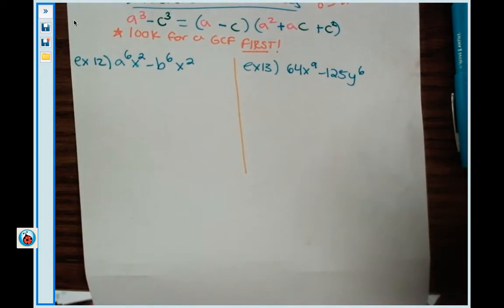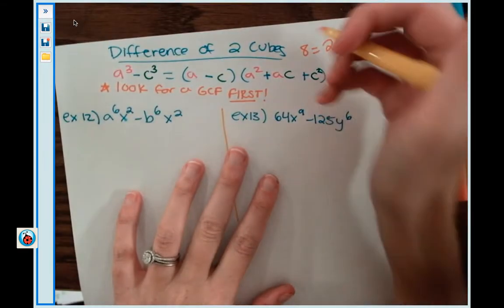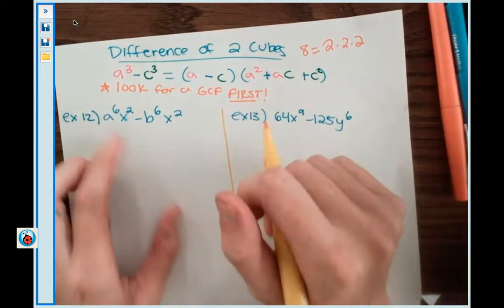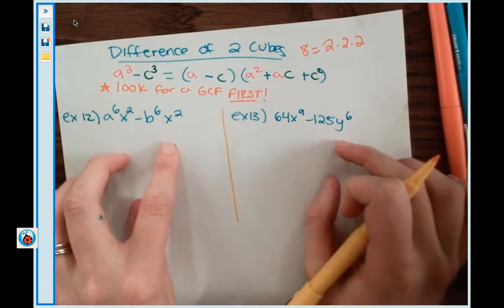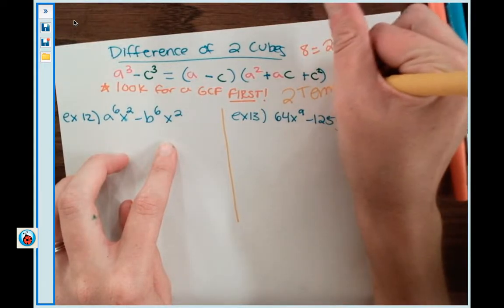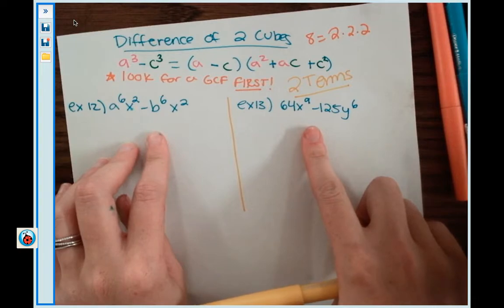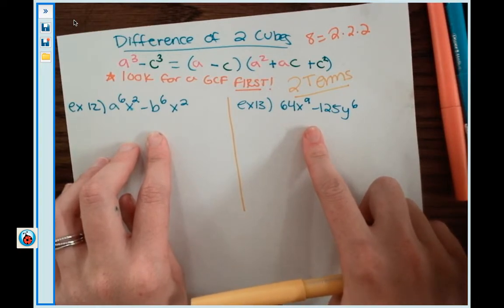Now something you have to be careful with. In order to use a difference of two cubes, first of all, you must have two terms. If you see, all these have two terms. So you can only use this factoring technique if there are two terms. So there are two terms, they are subtracting, and you have to have perfect cubes.